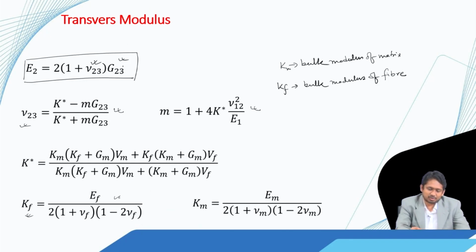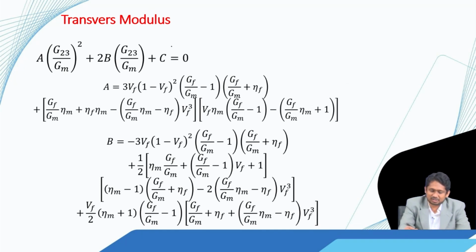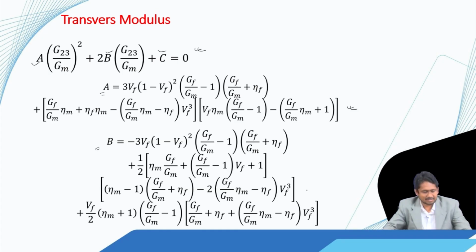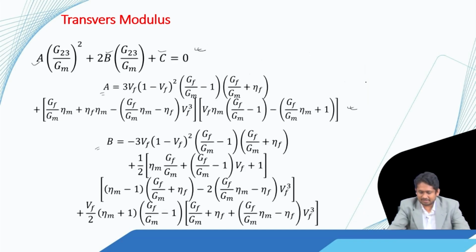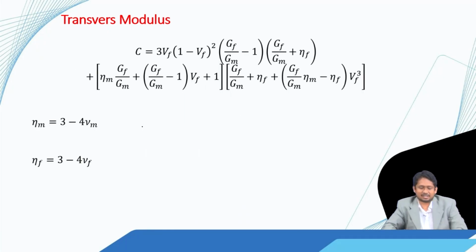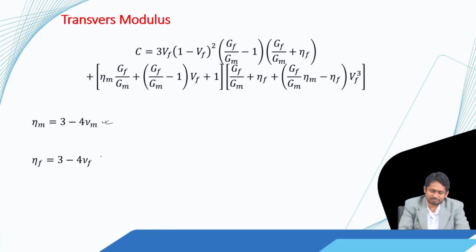Now, for finding out the other unknown G23, we have to solve this nonlinear equation. In this nonlinear equation there are three constants A, B and C, which are all known constants. A is this, B is this, and C has this big expression. Again we have introduced some new terms here, eta_f and eta_m, which are defined in terms of the Poisson's ratios as this.